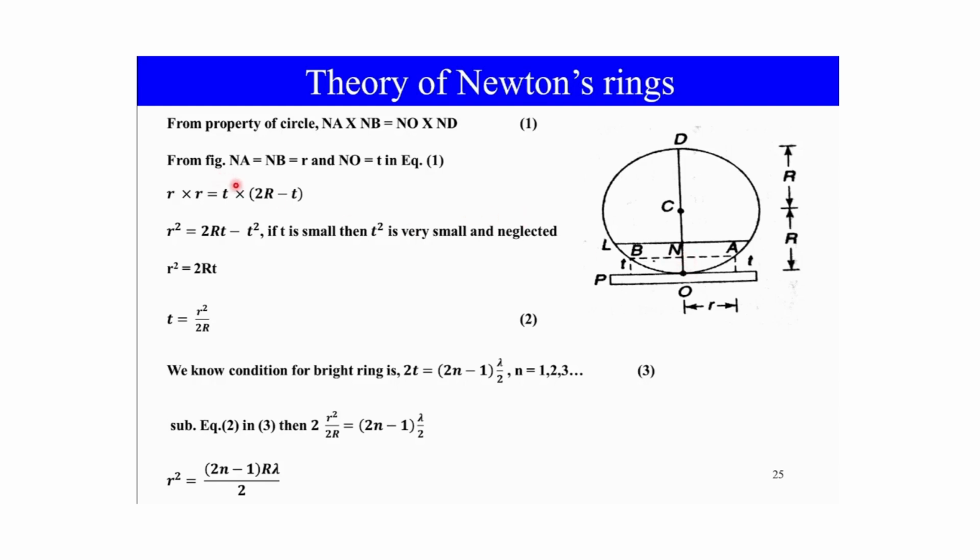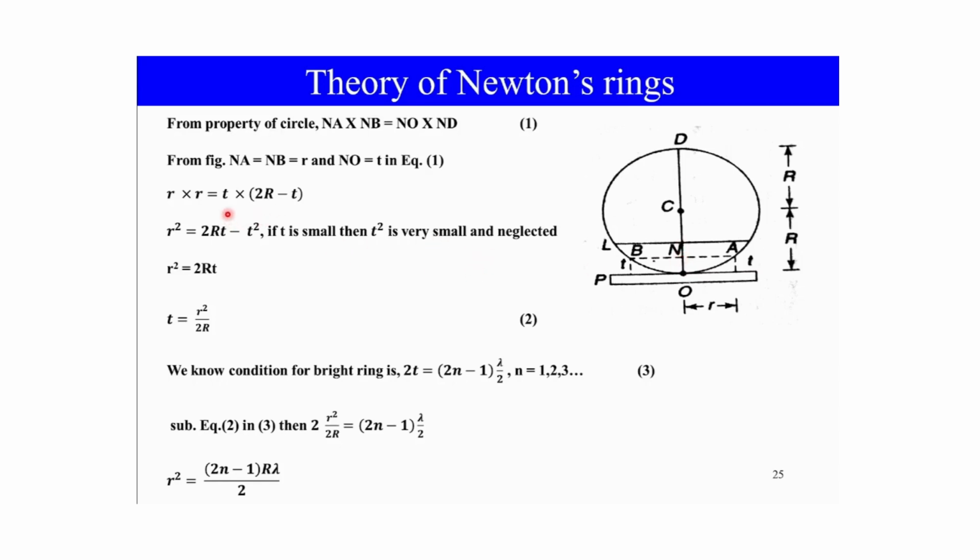Now substitute these values in equation number 1, that is r into r is equal to t into (2R minus t). So how are we going to get 2R minus t? 2R minus t belongs to the ND value. ND is the distance from N to D. So C to D distance is the radius of curvature and C to O distance is the radius too, so the diameter is 2R, and 2R minus t is nothing but the value of ND.